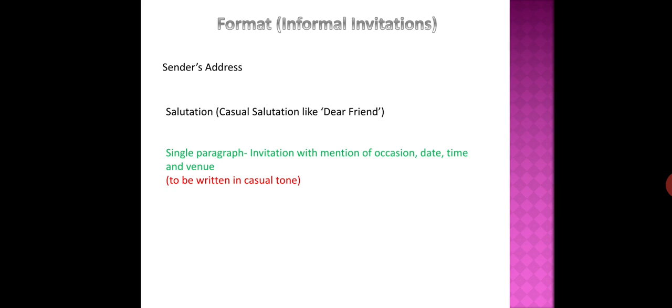Now in case of informal invitations, sender's address will do. We do not need to mention receiver's address or date here, because informal invitations are written in a casual manner, so there are not many rules to be followed there. Salutation again is a casual salutation, like dear friend, dear father, dear brother, anything like that can be there. Again, a single paragraph is to be used to mention everything, because it is an invitation, so the important, necessary information has to be there, which includes the occasion, date, time and venue.